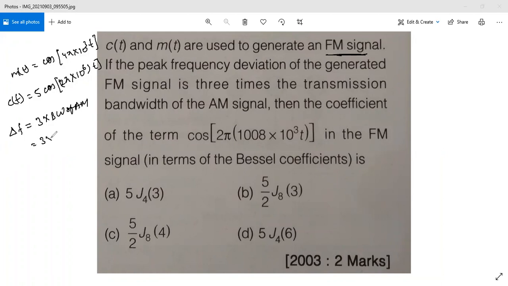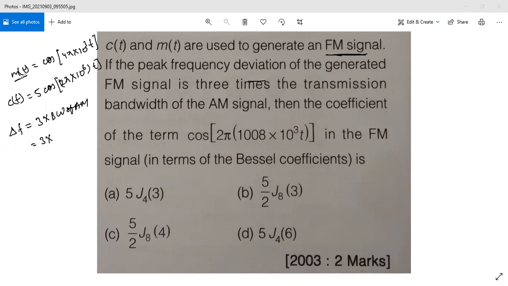The 2 fm. Yes. And do we know the value of fm? What is the value of fm? 2 into 10 to the power 3. 2 into 10 to the power 3. Just wait for a minute. Yes.